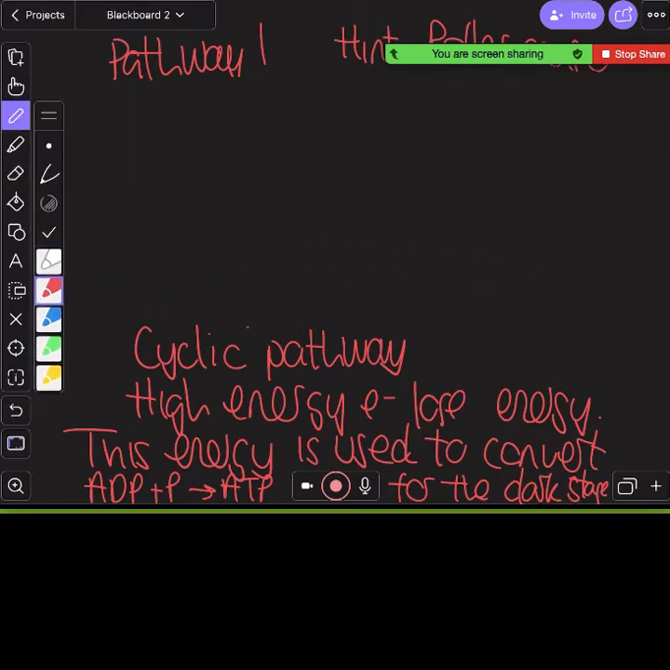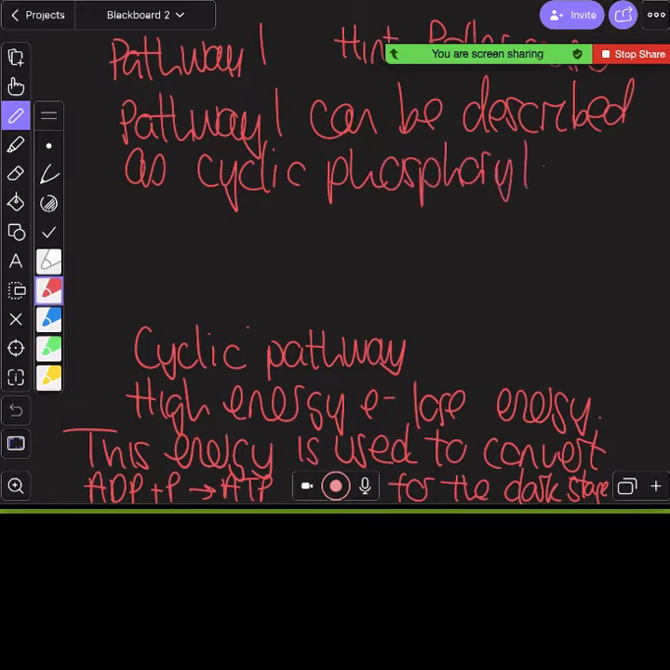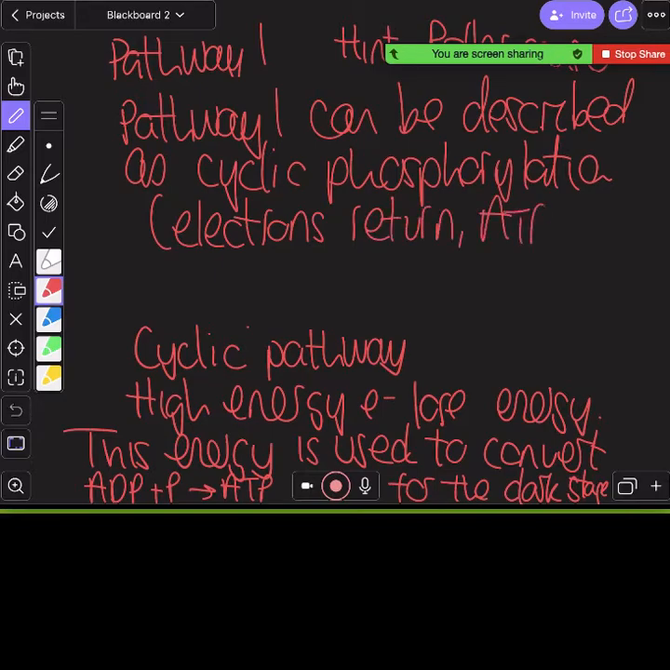Okay, and our last sentence in this is pathway 1 can be described as cyclic phosphorylation, and all that means is the electrons return, that's the cyclic part, and ATP is made.